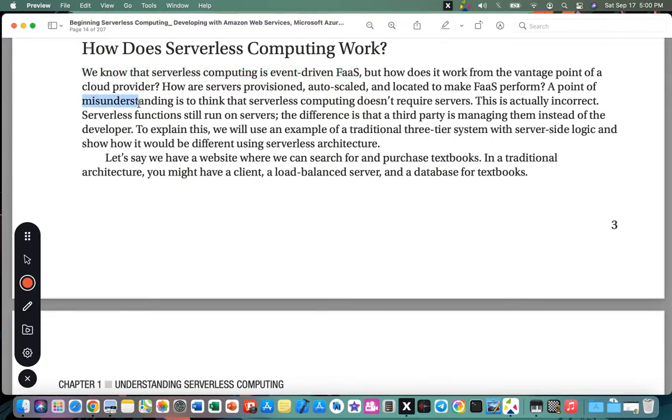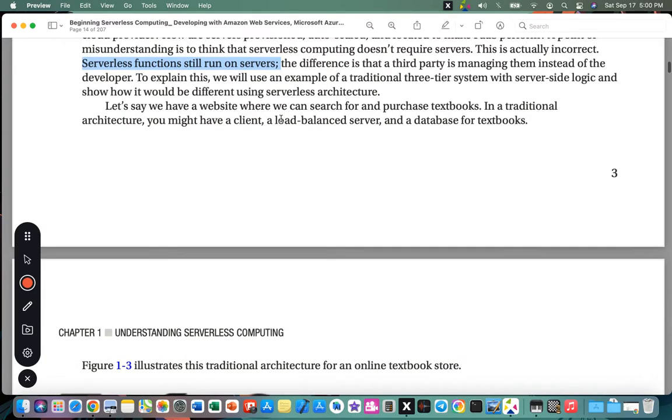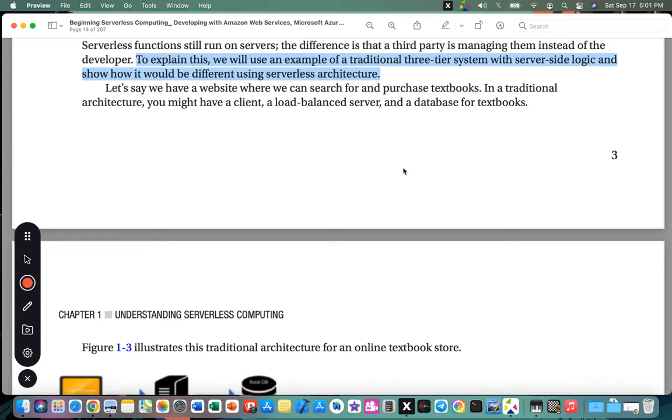A point of misunderstanding is to think that serverless computing does not require servers. This is incorrect. Serverless functions still run on servers, of course, but they are not our servers. The difference is that a third party is managing them instead of the developer. So you are storing your work, your sweat, in somebody else's bucket, right?